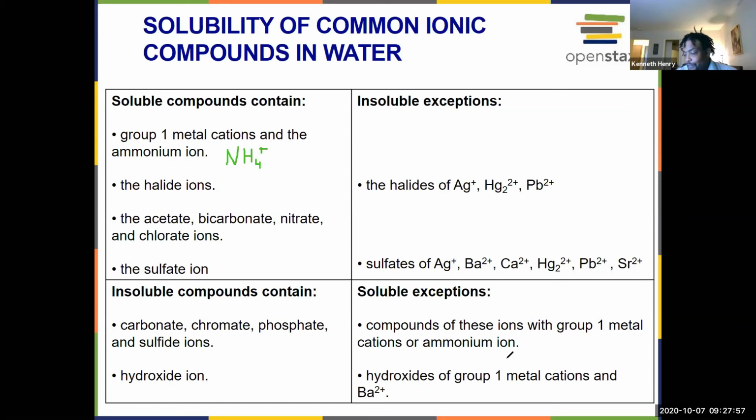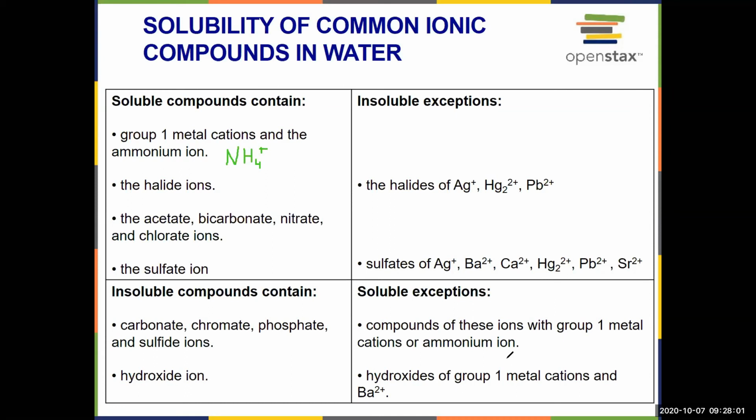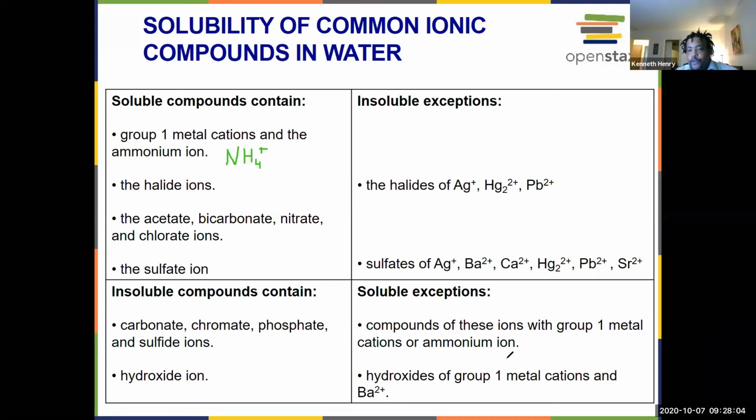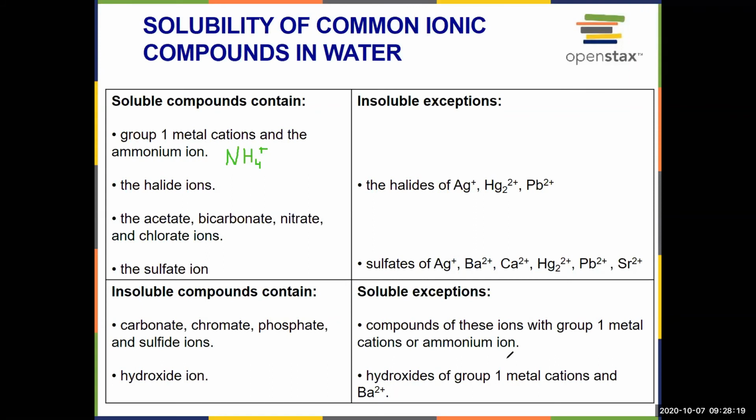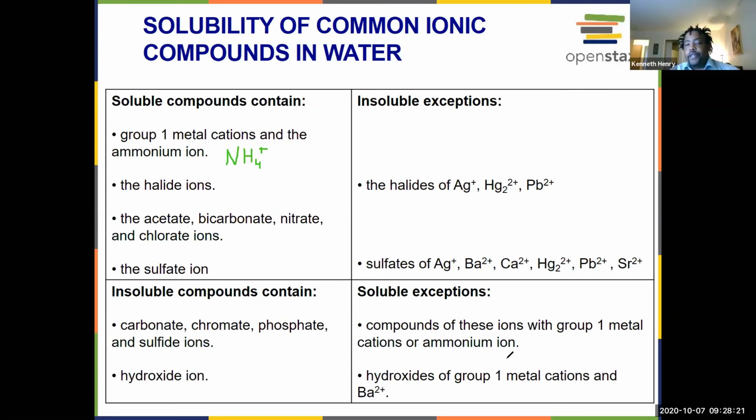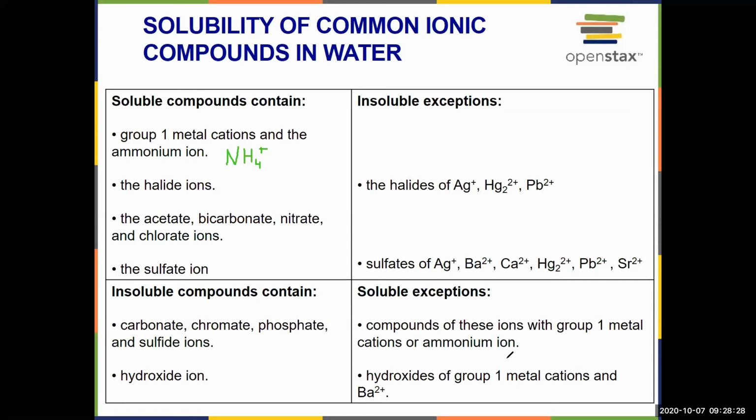Insoluble. Soluble. Are you sure? Group two metals. Oh. No, not soluble. Okay. So most of the group two metals are going to be insoluble. If you're a transitional metal and a carbonate, are you going to be soluble or insoluble? Can you repeat that? If you're a transitional metal and carbonate, are you soluble or insoluble? Insoluble. Good job.